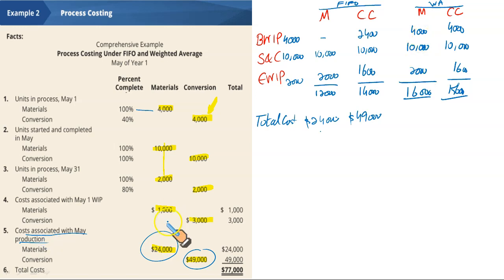But in weighted average, we consider the current and the previous cost together. The cost in the opening work in process for material and cost of conversion cost in the beginning work in process. So 1,000 plus 24,000 is going to be 25,000. And for conversion cost is going to be 3,000 plus 49, 52,000. Now what we have, gentlemen and ladies, we have the total cost for weighted average method for material and conversion cost, previous and current combined. But for FIFO, we only consider the current cost. This was your third step.